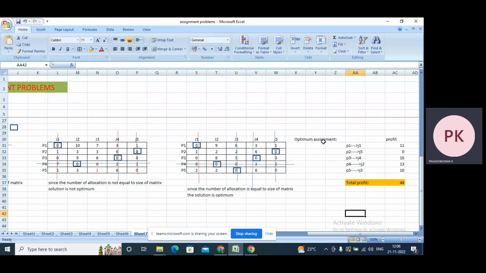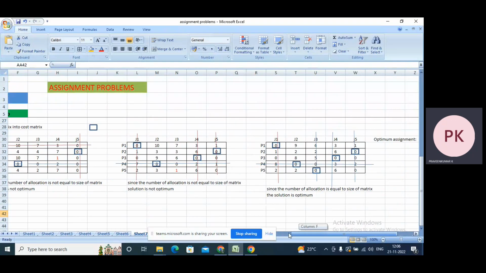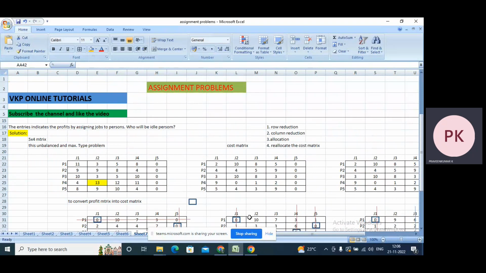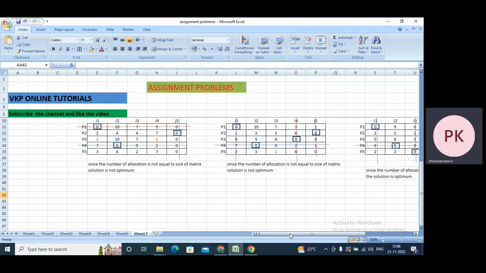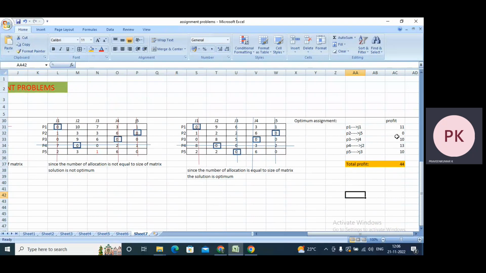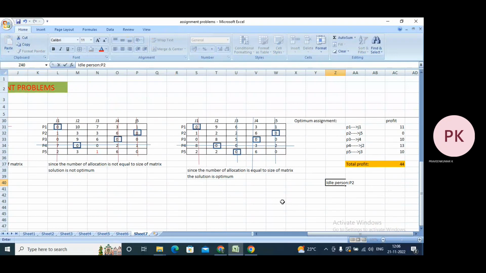So this is my total profit and this is my optimum cost. And the problem clearly mentions who will be the idle person. In this case, the idle person is P2. P2 will be the idle person.